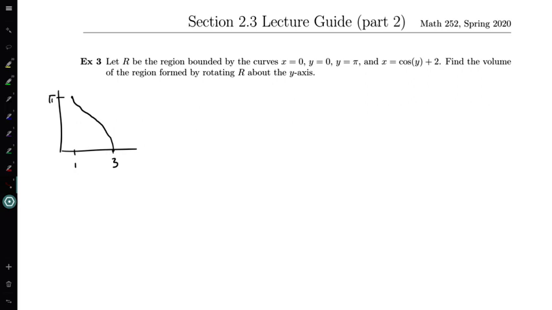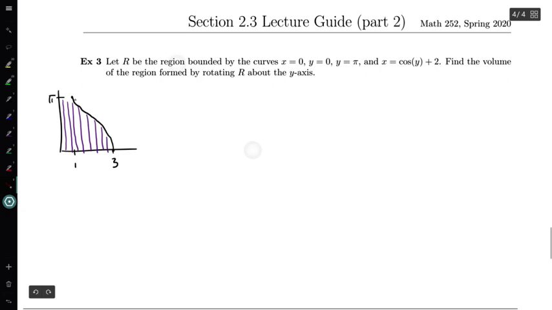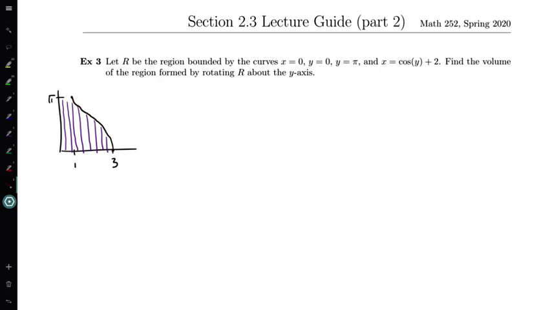So if I think about which variable I'd like to integrate with respect to here, I want to think about that vertical line versus horizontal line dichotomy. If I'm drawing some vertical lines to start, this would correspond to integrating with respect to x, I notice I have two different upper bounds on these purple lines here. I have the upper bound corresponding to y equals pi, and I have the upper bound corresponding to this curve here, x equals cos y plus 2. So that tells me maybe that integrating with respect to x isn't a great idea.